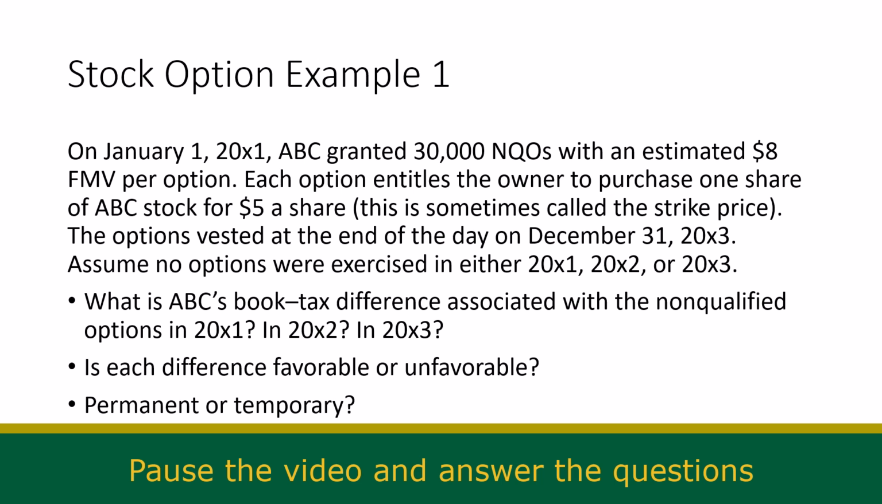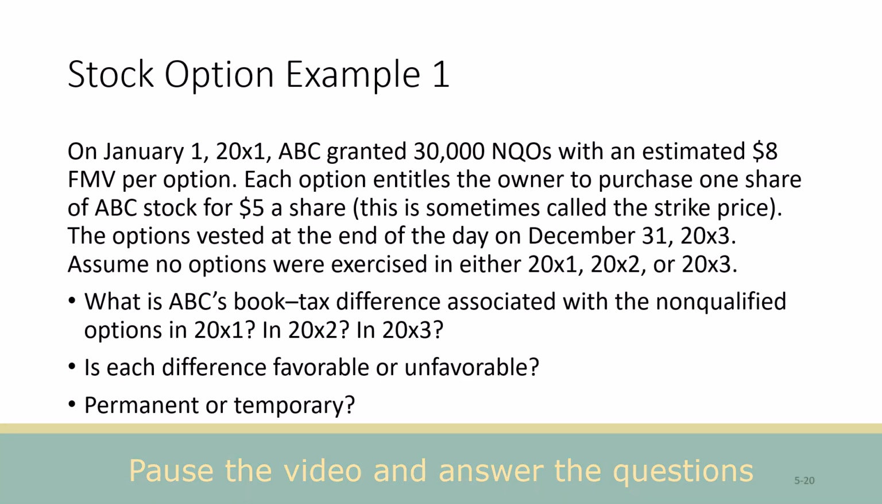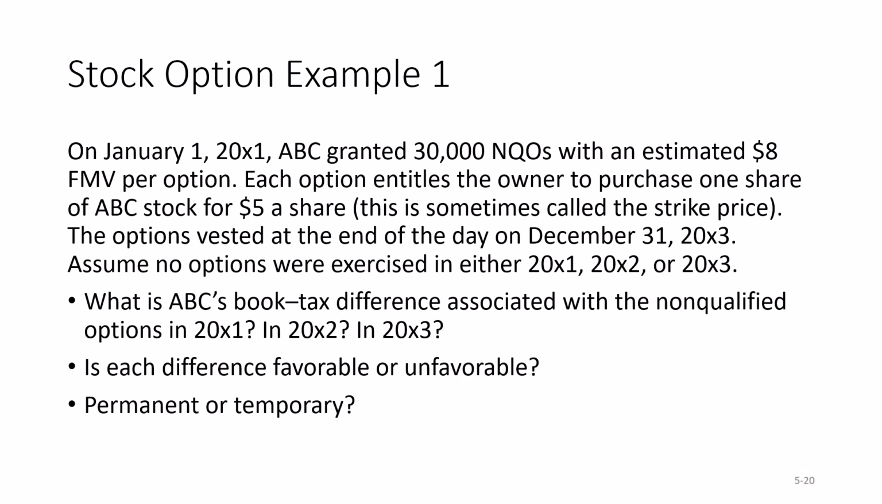We're going to assume that these are 3-year vesting. They're going to vest on the last day of the third year, and that nobody exercised their options in the first, second, or third year. We want to find out what the book tax difference is in each of those 3 years, whether that difference is favorable or unfavorable, and whether it is permanent or temporary. Let's go ahead and turn to Excel.